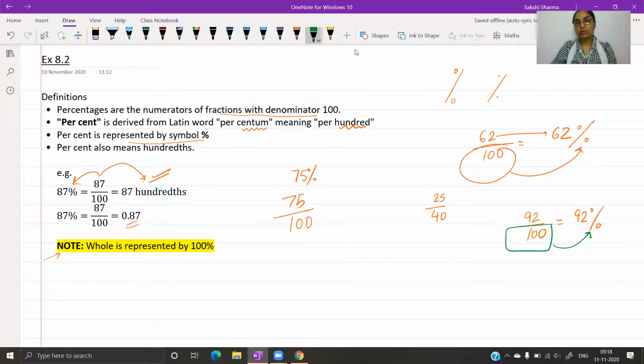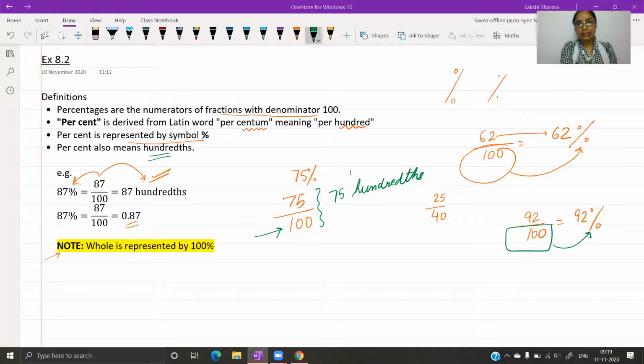And then percent can also mean hundredths, because percent is a fraction. So if there is a fraction which has a denominator 100, what can we call that fraction? Hundredths. So this is 75 hundredths. Hundredths also means out of 100.